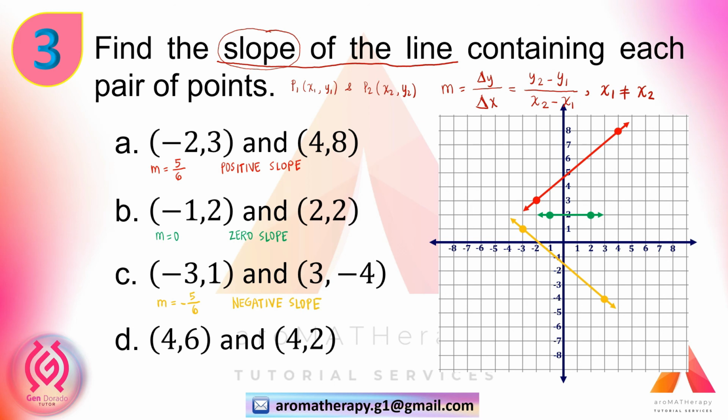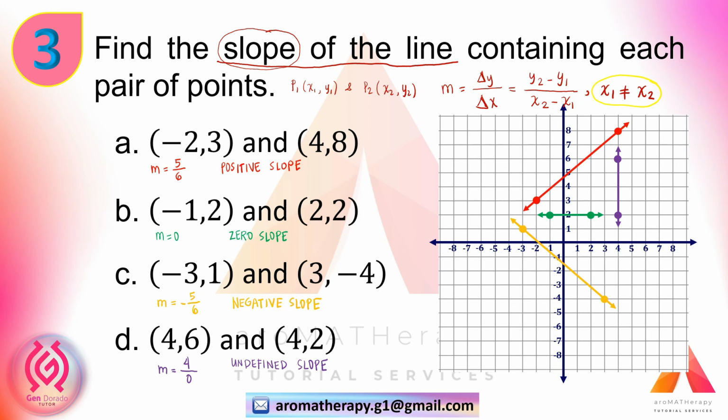Okay, for letter D, what is our slope? We have (4, 6) located at quadrant 1, and (4, 2) is also located at quadrant 1. This is a vertical line with slope 4 over 0 or undefined slope. So that is why kanina sa first pa lang na definition, in-emphasize ko na x sub 1 should not be equal to x sub 2.